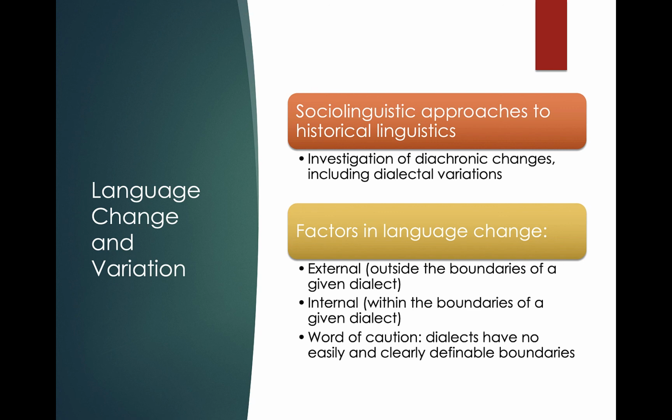Internal factors exist inside dialect boundaries. For example, if a particular sound combination is easier to pronounce than another sound combination, the word that contains the latter may gradually change in pronunciation to the former. But it is important to remember that dialects have no clearly definable rigid boundaries. This applies both to synchronic and diachronic variation.